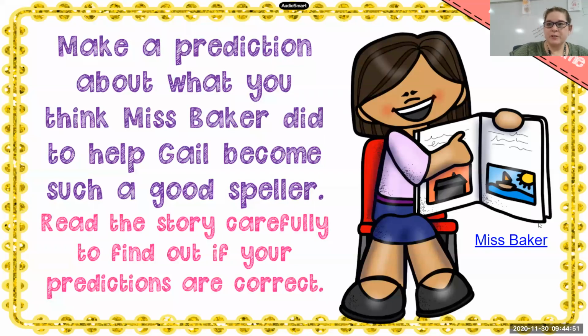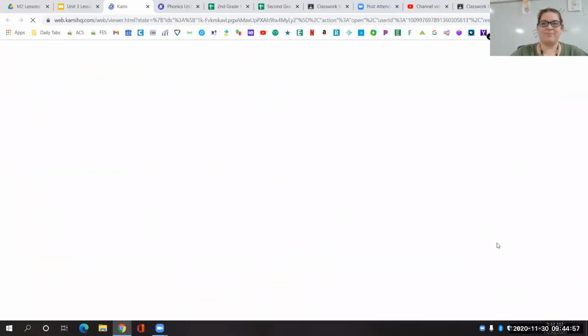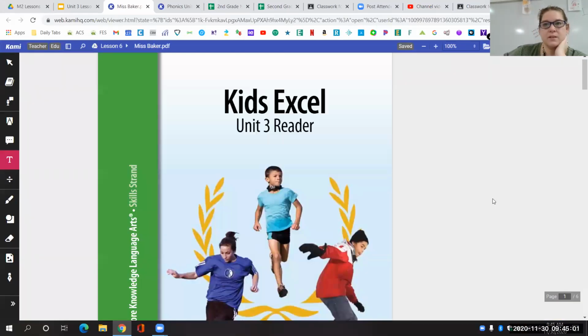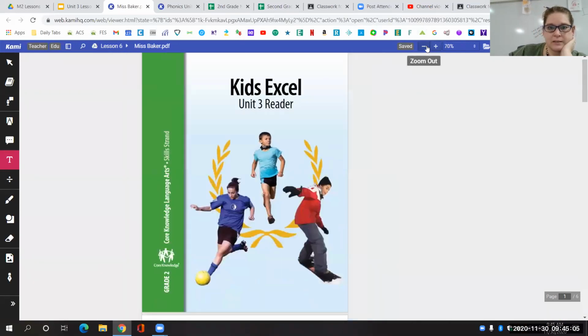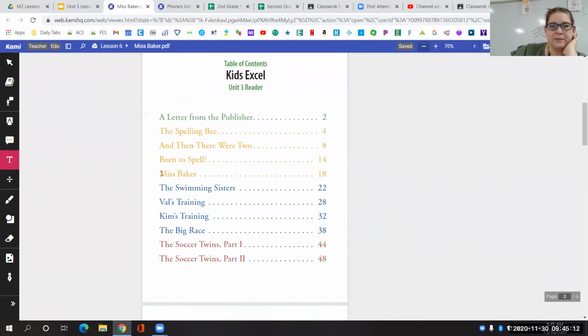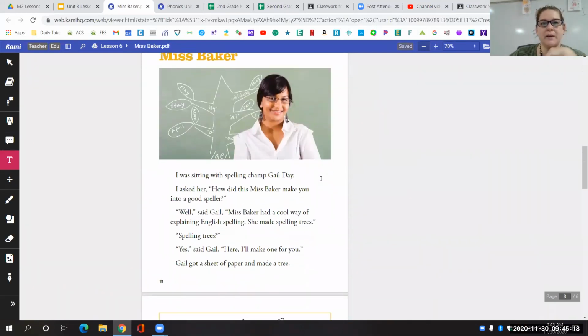Okay, so now we are going to read the story very carefully to find out if your prediction was correct. So here's our front cover of our reader for this unit, the book Kids Excel. Here's our table of contents, and the story Miss Baker starts on page 18. Here we go. Miss Baker.